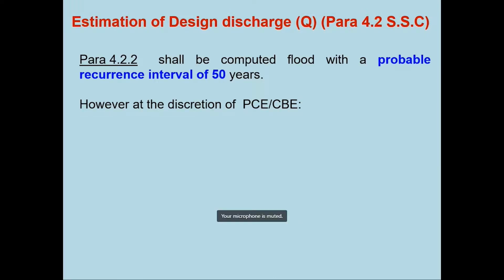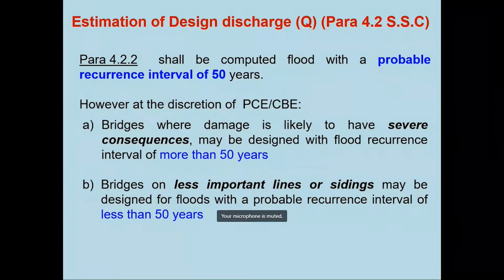Presently, we are concentrating on design discharge. So what are the substructure code provisions? The substructure code provision says that the computed flood with a probable recurrence interval of 50 years is our design discharge. And bridges where damage is likely to have severe consequences may be designed with a flood recurrence interval of more than 50 years. This will be decided by the CBE or PCE.